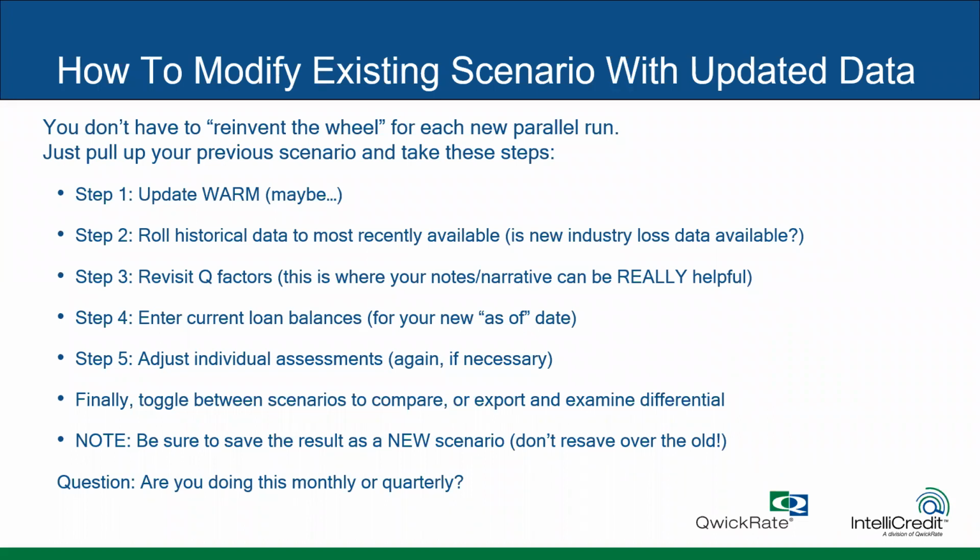Next, roll the historical data to take advantage of the most recent call report data that would now be available in the tool. Revisit your Q factors. Check the notes that you've made on your adjustments to see if anything's changed economically or in your local environment that would suggest you need to tweak your Q factors. Update the loan balances, which can be done on an automated basis. And then just check to make sure any assessments haven't been reassessed.